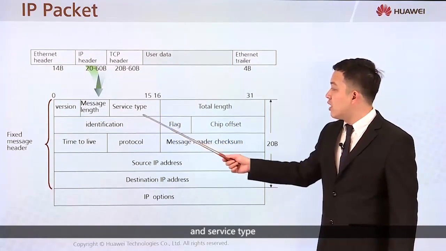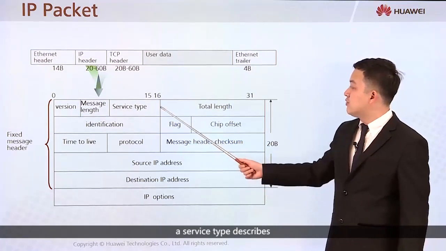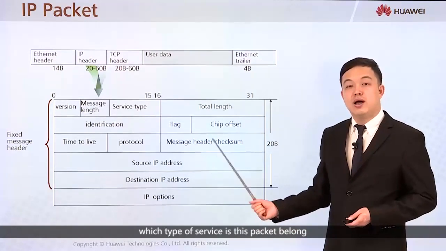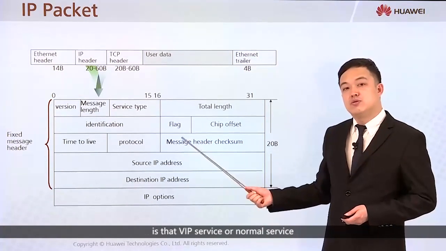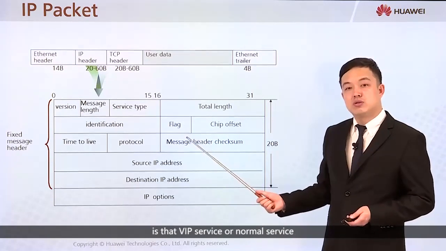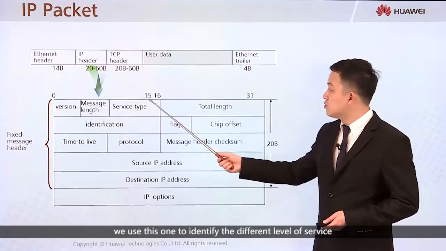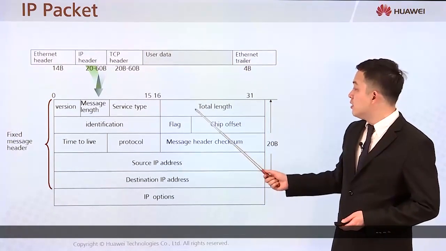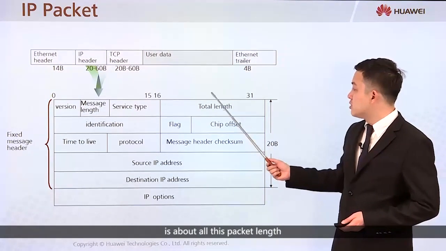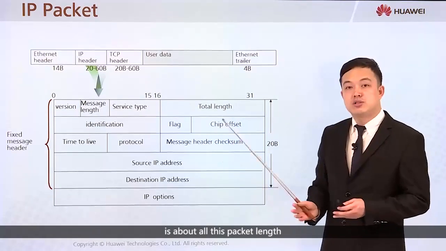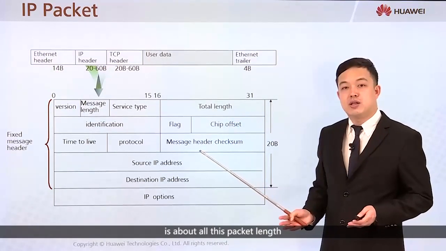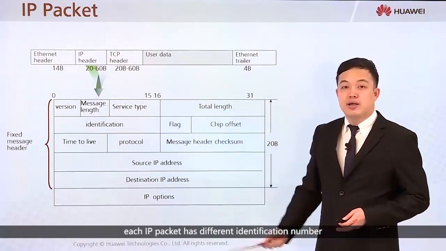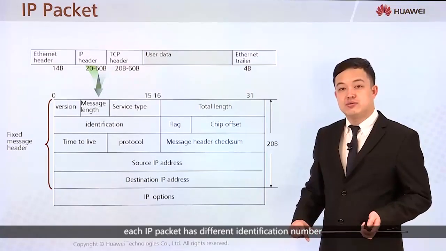And then the service type. Service type describes which type of service this packet belongs to. Is that a VIP service or a normal service? We use this one to identify the different levels of service. Total length is about the whole packet length. Identification: each IP packet has a different identification number.